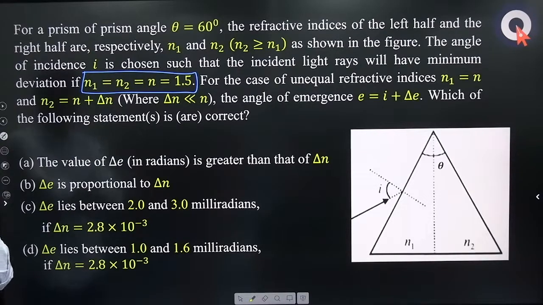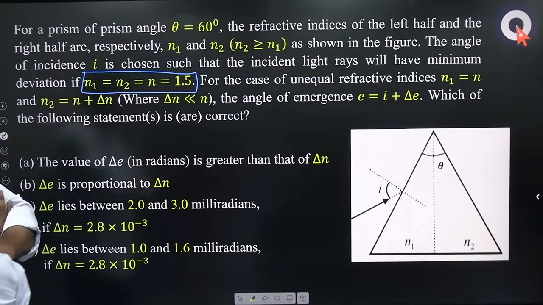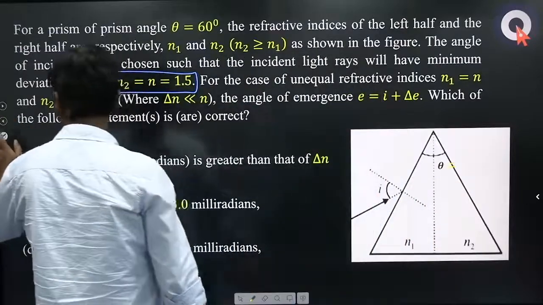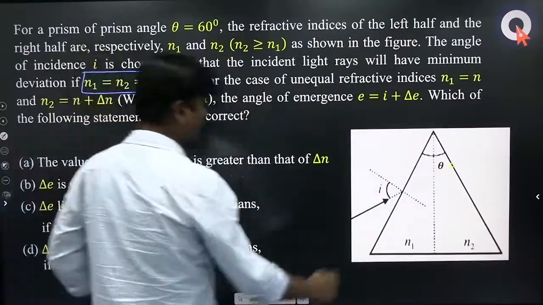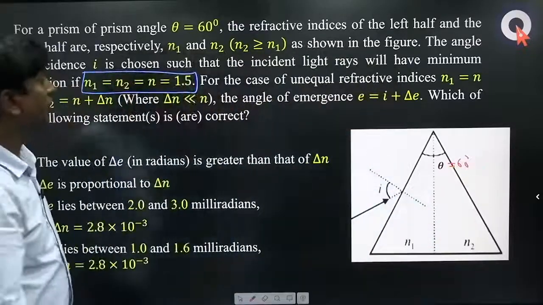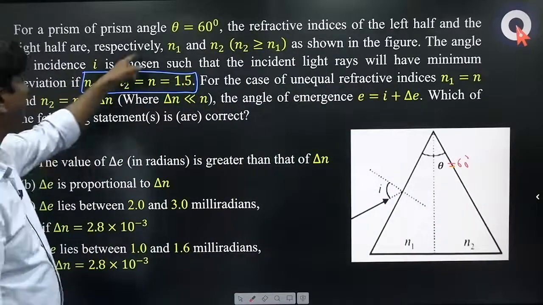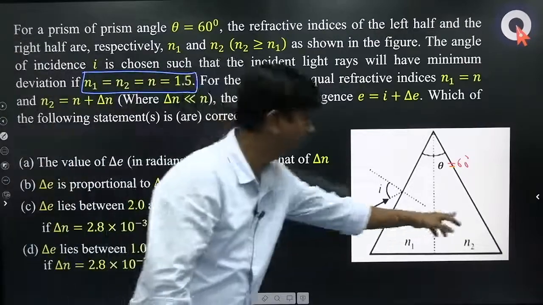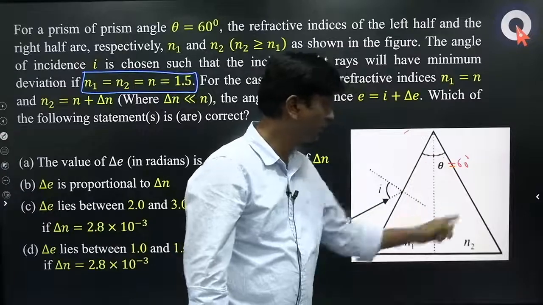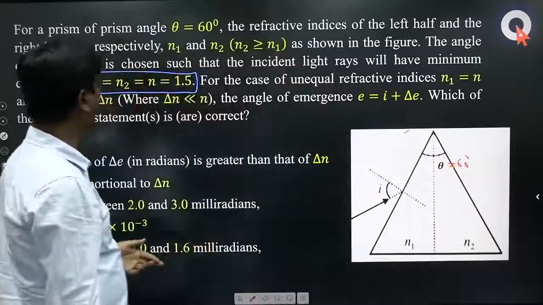Right. So for a prism, the prism angle theta is 60 degrees. The refractive indices of the left half and the right half are respectively N1 and N2. This is N1 and this is N2, two halves. So this is the prism angle 60, but this is the left half and this is the right half. Both of them have N1 and N2, right?